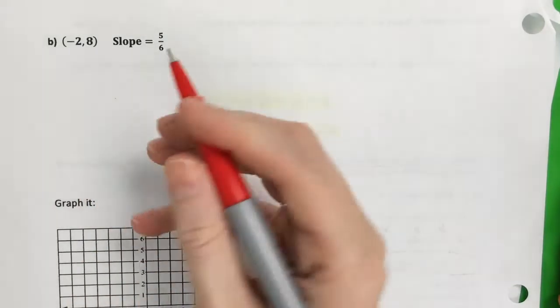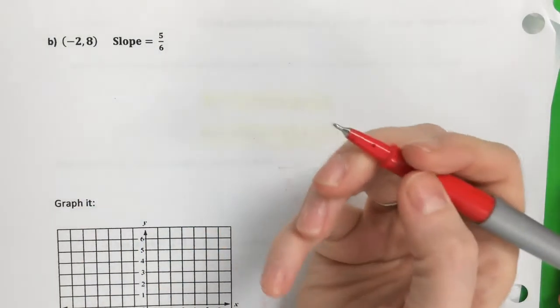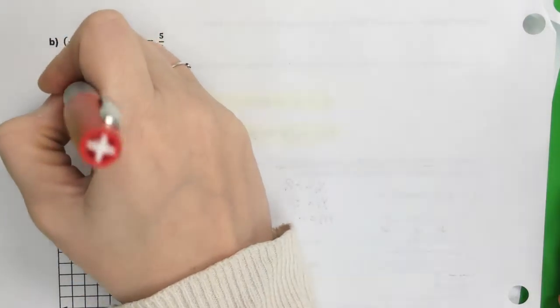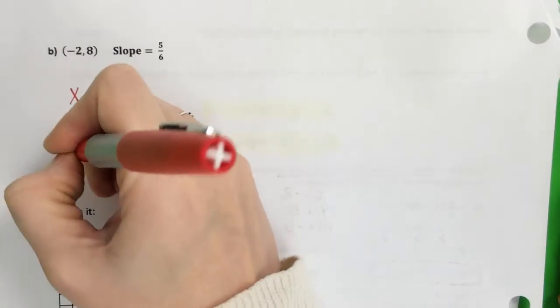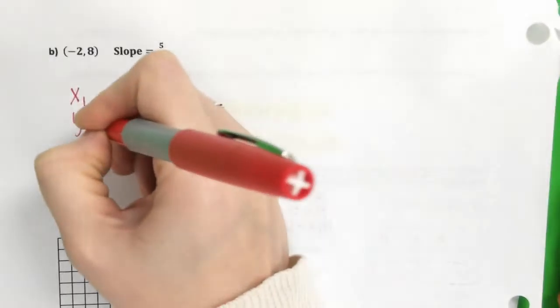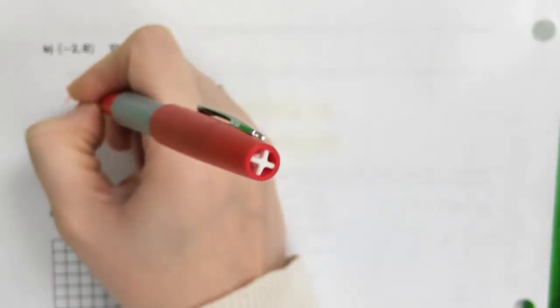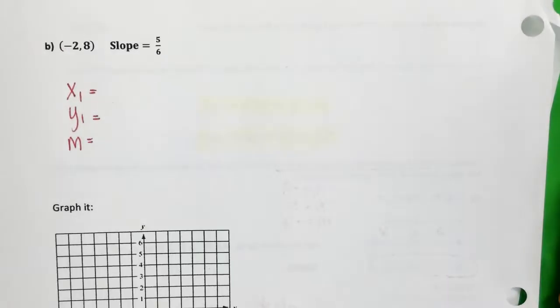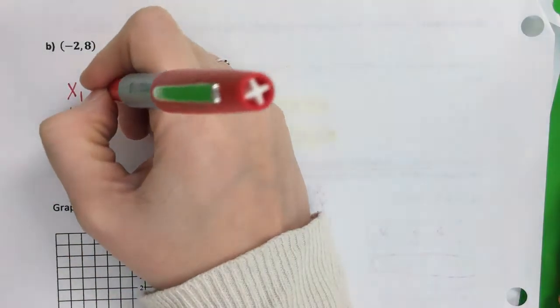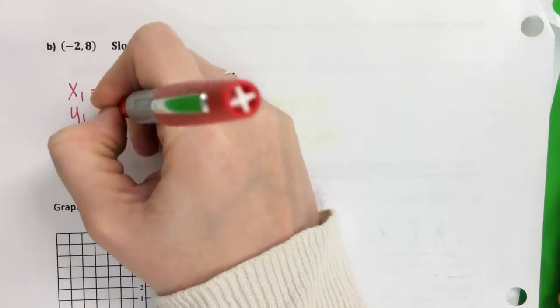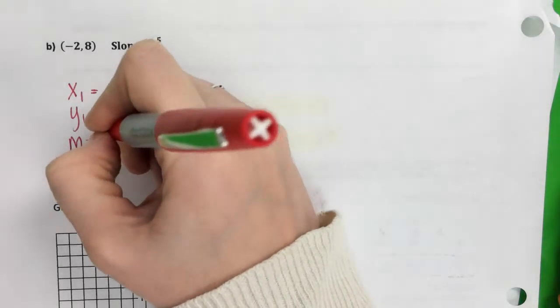Okay, so same exact thing. We're going to write the equation in point slope form. So start by listing out your x1, y1, and m. So what is my x1? And my y1 is 8. And my slope is 5/6.